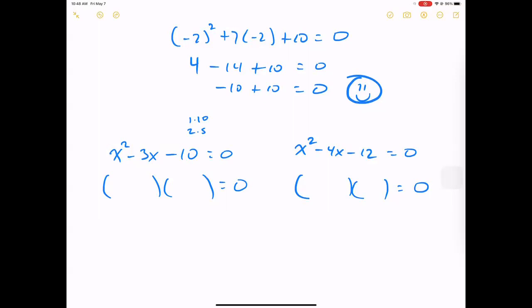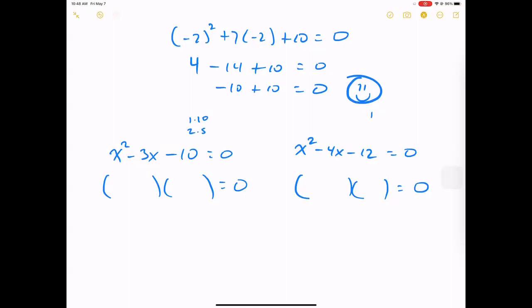On the right, what numbers multiply to become 12? I want you guys to think about that. What numbers multiply to become 12 and subtract to become 4? And if you're not sure, just go through your multiplication tables. 1 times what? 2 times what? 3 times what? And hopefully you guys can come up with this puzzle. What number subtracts out to become 4?